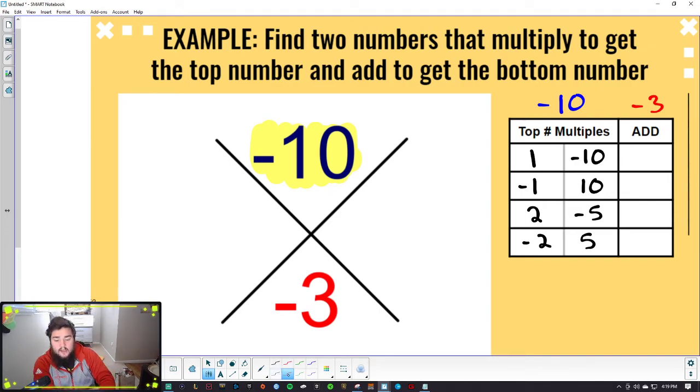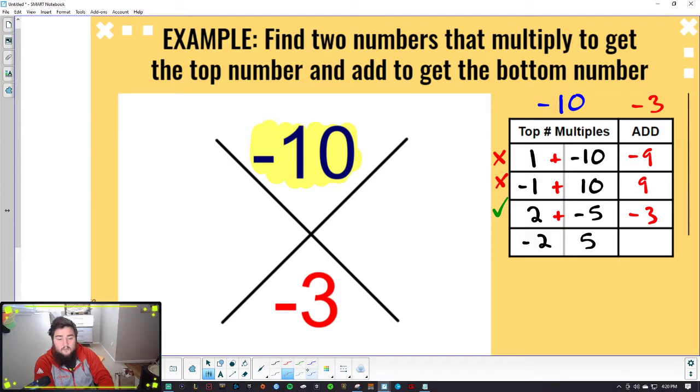So let's go down the list. We have 1, and now we're adding, 1 plus -10 gives me -9. That doesn't give us -3. We have -1 plus 10 gives us +9. That's not -3. We have 2 plus -5 gives us -3. Hey, look at that. Bingo, there's our winner.